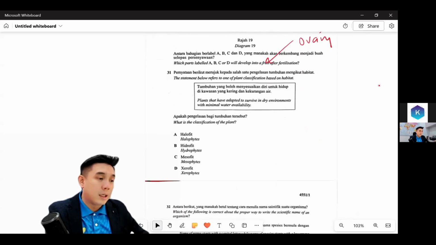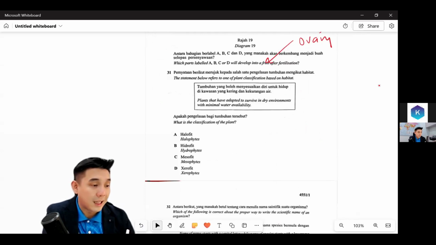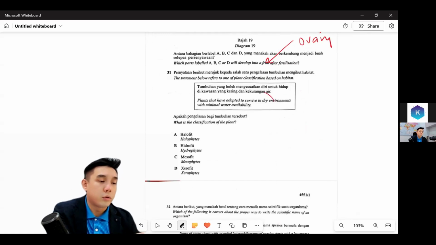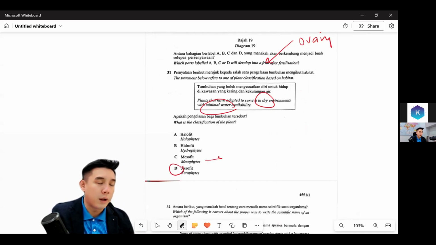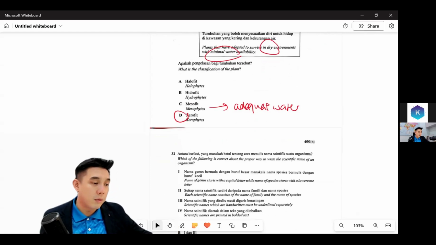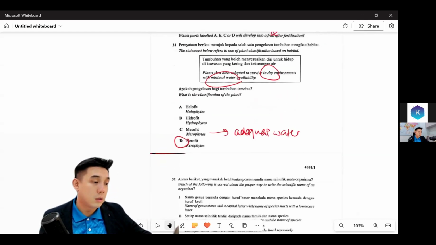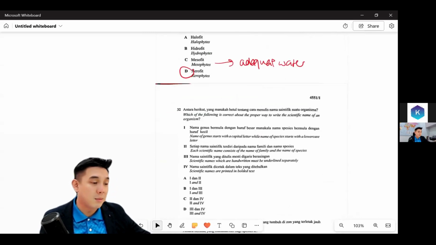Okay, for 31, the statement below refers to a plant based on characteristic. Dry environment, minimal water. Minimal water and dry will tell you it is xerophyte. Because for mesophyte, the answer is adequate water, and hydrophyte needs lots of water. Yes, xerophyte is the answer for this question, because minimum water.